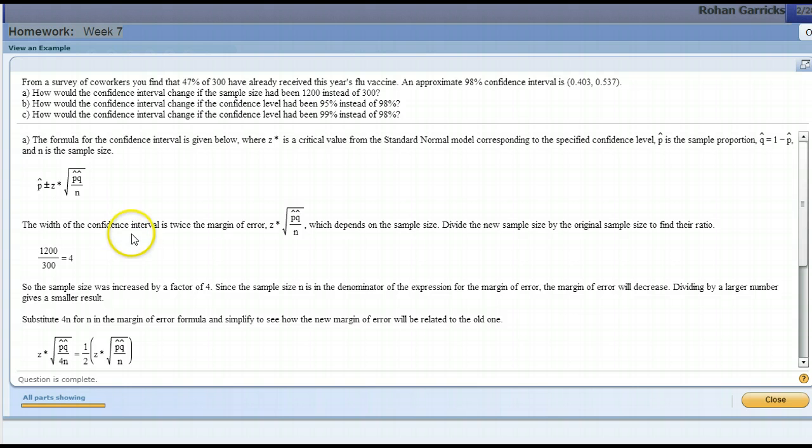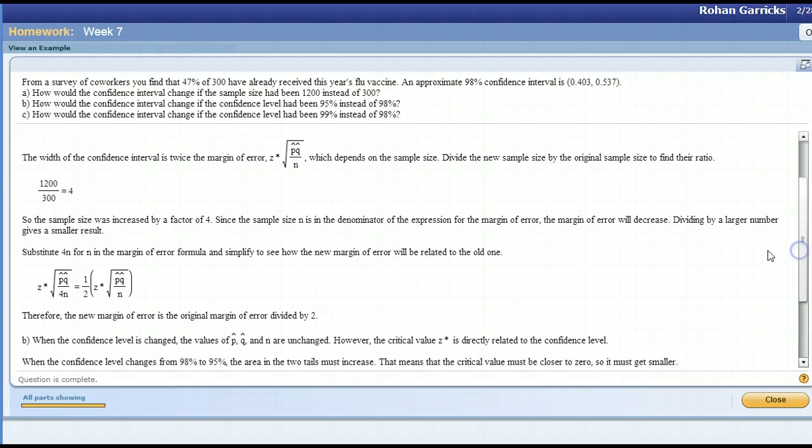Now if we were to increase the sample size to 1200 instead of 300, that ratio of 1200 to 300 would mean that it goes up by a factor of 4. And looking at the equation to see how n, which is the sample size, affects the outcome, if we stick 4n in this expression, which is what we have here for the margin of error, and change n to 4n, how will that impact the outcome?